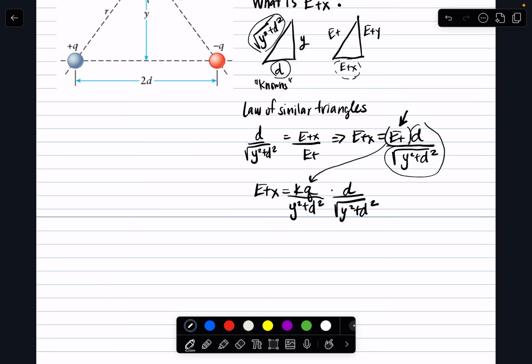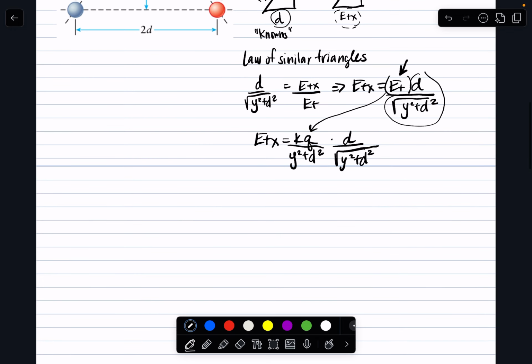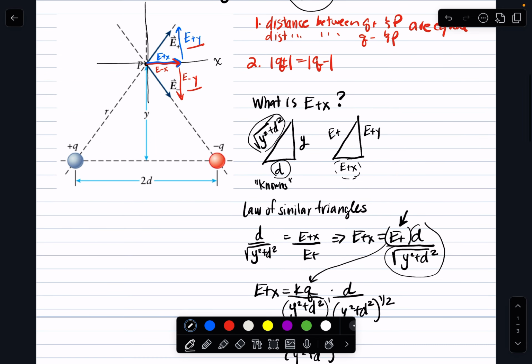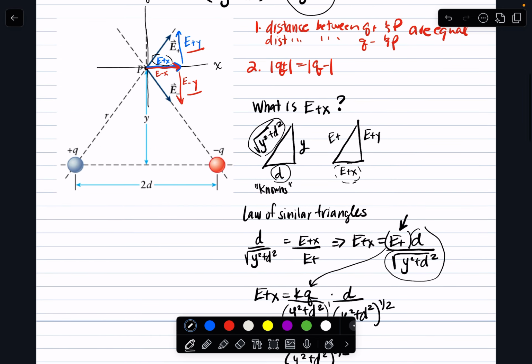And we do a little bit of algebra. Let me scoot that so it's more clear. Right, we do a little bit of algebra. This is y squared plus d squared to the 1. This is y squared plus d squared to the 1/2. You add those together, the exponents that is, so you get kqd over y squared plus d squared to the 3/2. That's your E plus x. We're not done yet. All we found was this guy.